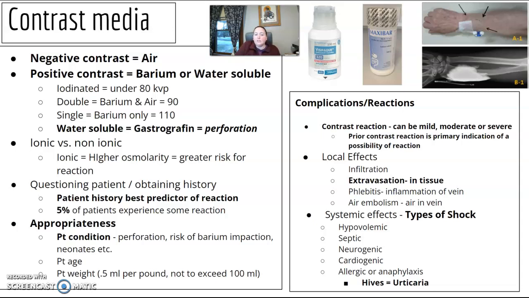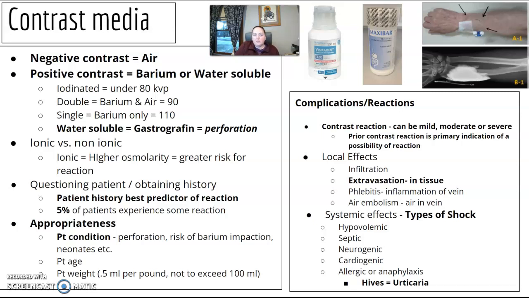So depending on the patient condition, if they're questioning perforation, if there's risk for barium impaction, are they a neonate, then those kinds of patients will possibly require different types of contrast. Neonates or NICU babies, you're probably going to want to use the non-ionic, which has the lowest chance of reaction. Patient's age and weight might come into play if you're having to do a contrast calculation. I think it's 0.5 ml per pound, not to exceed 100 mLs.